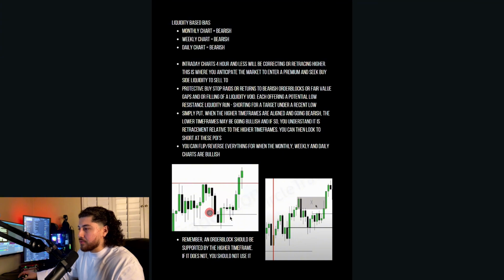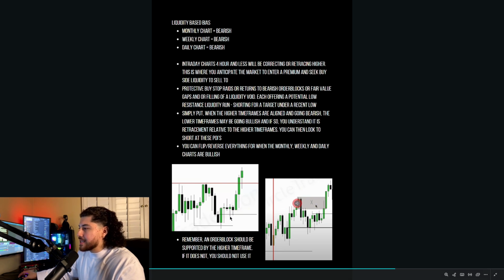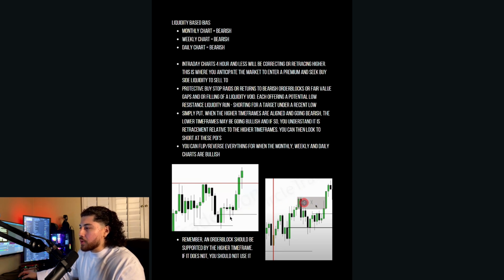So for this example, if we are bullish, we can look to buy off of bullish order blocks. If the higher time frame is bullish, yes, this is a bearish order block. But would we want to short off of this one? No. Why? Because the higher time frame is bullish. So basically, keep in mind the higher time frame and try to follow alongside of it.